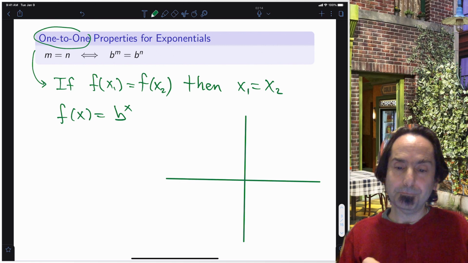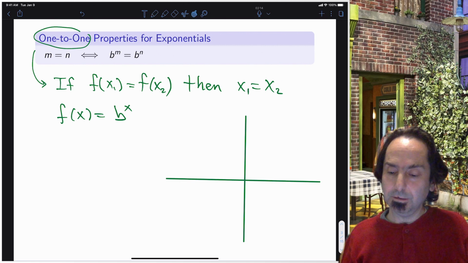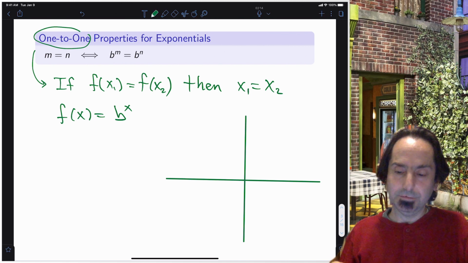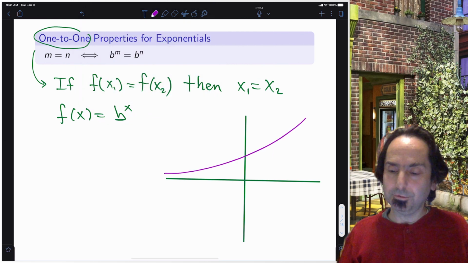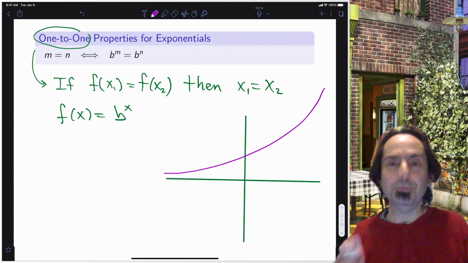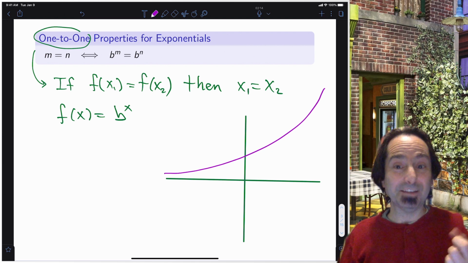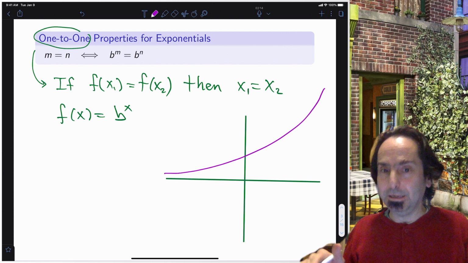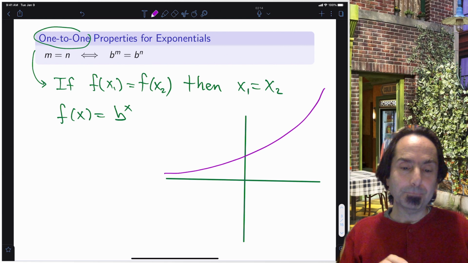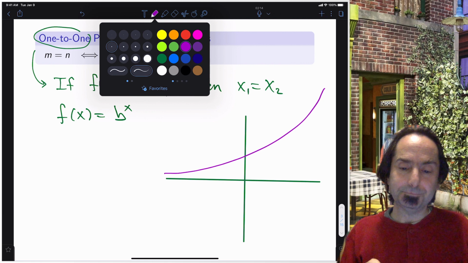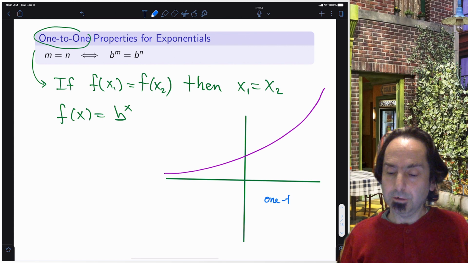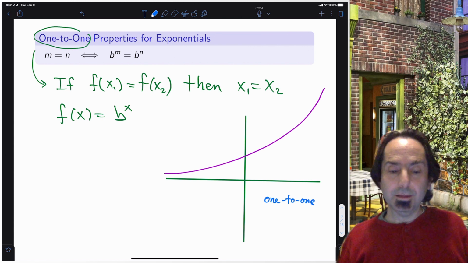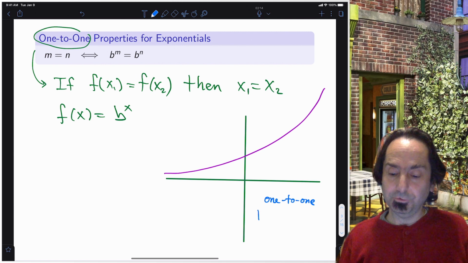Here's the exponential function. The exponential function is going to look like this. That's if b is bigger than 1. If b is less than 1, and it has to be positive, it'll be exponential decrease, but let's leave it like this. If we have this, then we're saying that this function is one-to-one. It's a one-to-one function, and graphically, the way you test it is you use the horizontal line test.